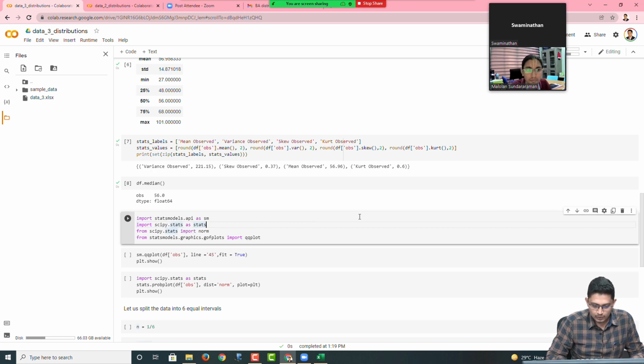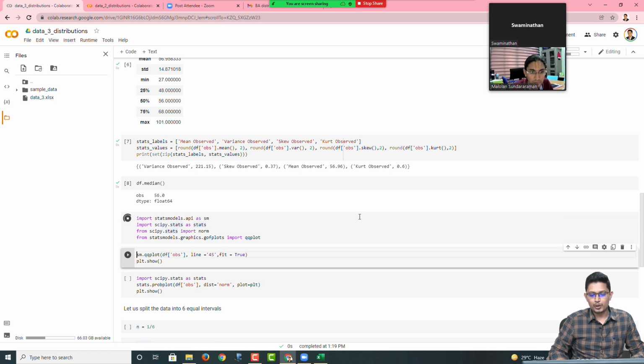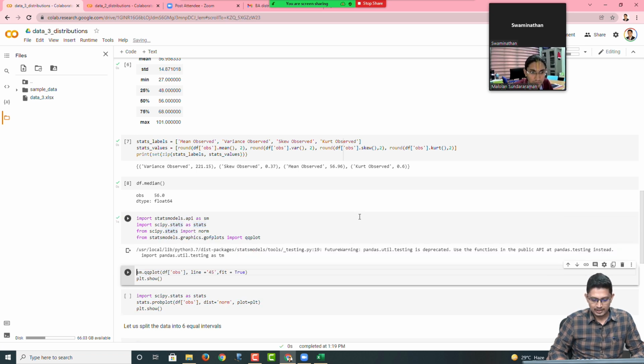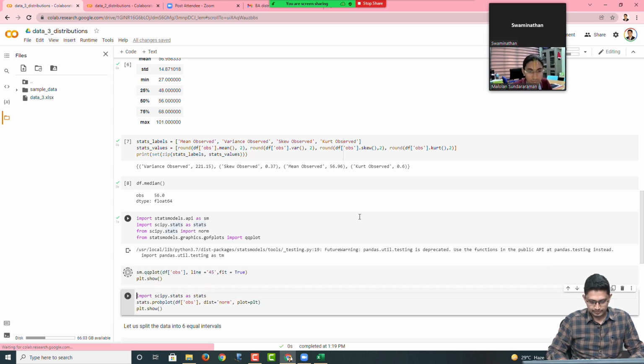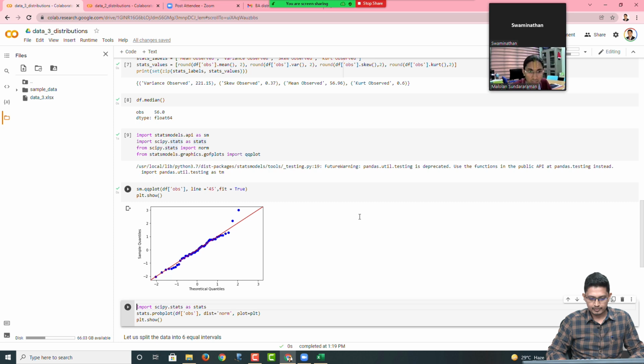So again, we'll download the required packages. Next is the QQ plot. So let's see how the QQ plot looks. As usual, we have the DF of observation, which is the data set. We don't have anything to compare it with because by default, it is going to compare with the standard normal distribution.